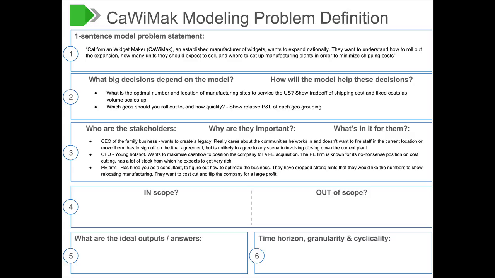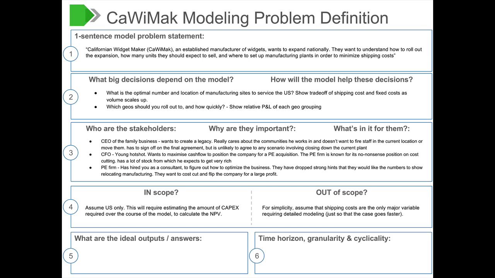So what's in and out of scope? In scope is that you should assume this is US only. They will require estimating the amount of capex required over the course of the model to calculate the NPV. And out of scope, for simplicity, we'll assume that shipping costs are the only major variable requiring detailed modeling, just so this case can go a bit faster. In real life, you may have to model production costs, supply chain costs, and a host of others to get the full picture. So what are the ideal outputs?